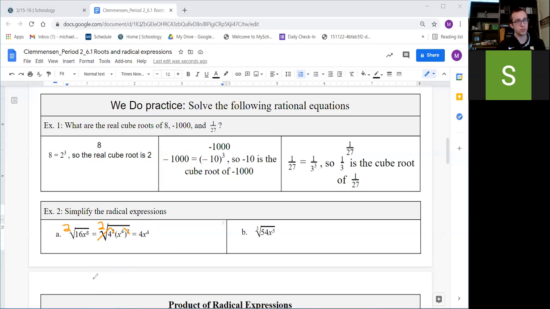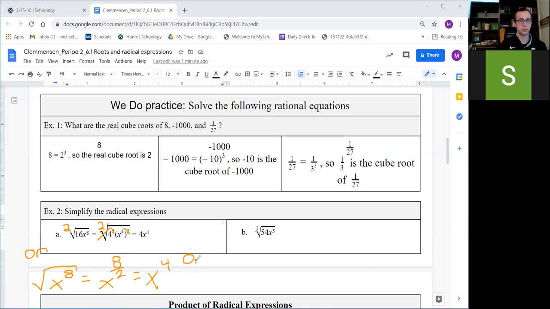Another way you could do this, if you don't really like this method, is I also can think about it and change it into fraction form. So the square root of x to the 8th can be rewritten as x to the 8 over 2, which is equal to x to the 4th. All right, so that's using my exponent form to solve this and simplify. All right, that's another way you could do this.